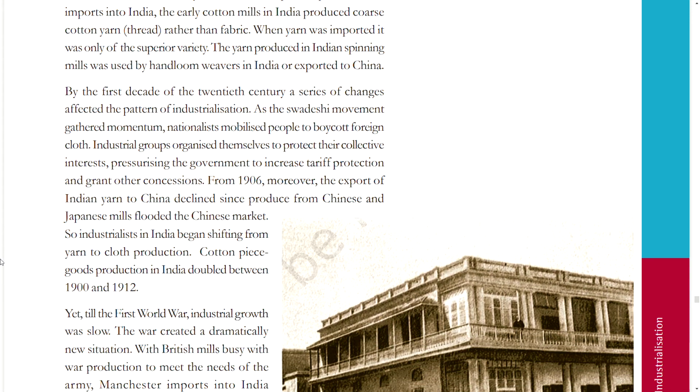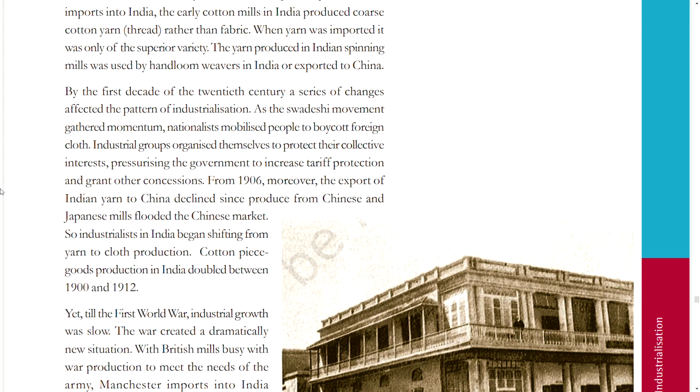By the first decade of the 20th century, a series of changes affected the pattern of industrialization. As the Swadeshi movement gathered momentum, nationalists mobilized people to boycott foreign cloth. Industrial groups organized themselves to protect their collective interest, pressurizing the government to increase tariff protection and grant other concessions.